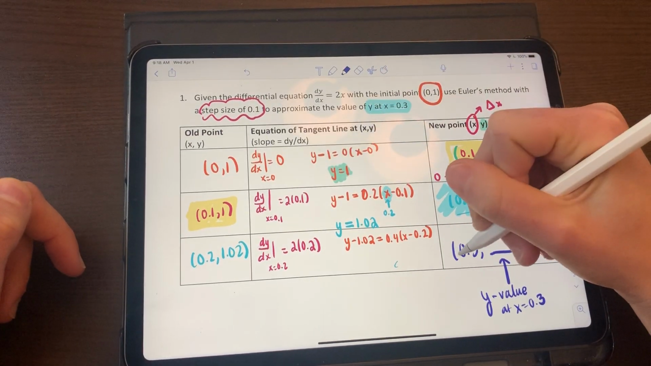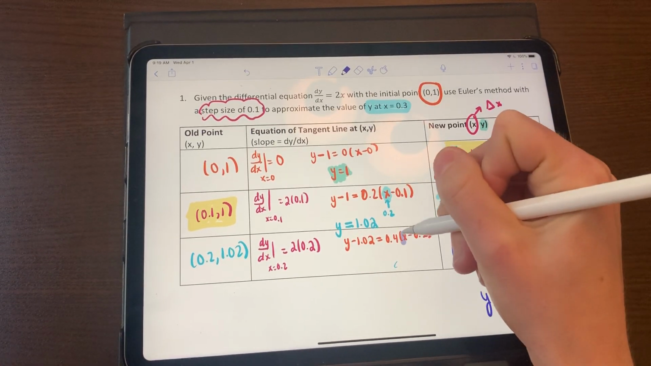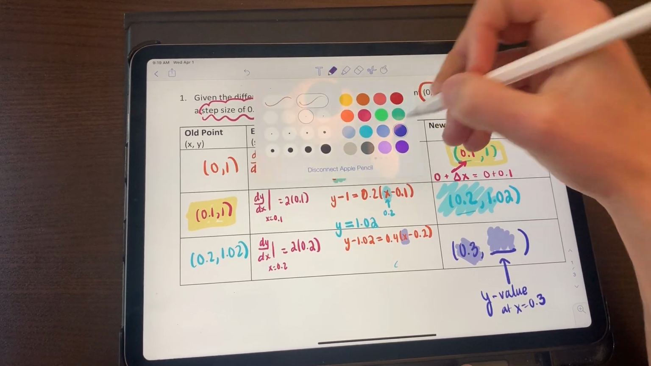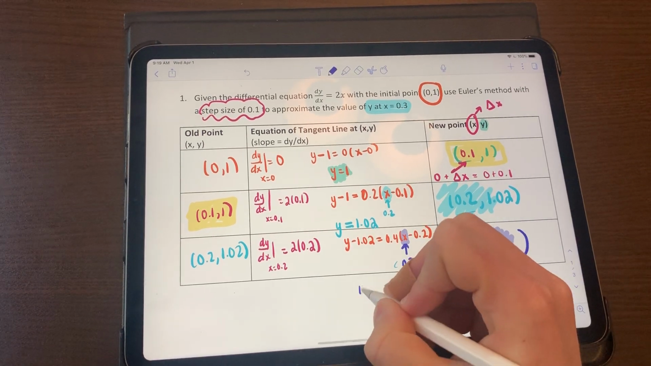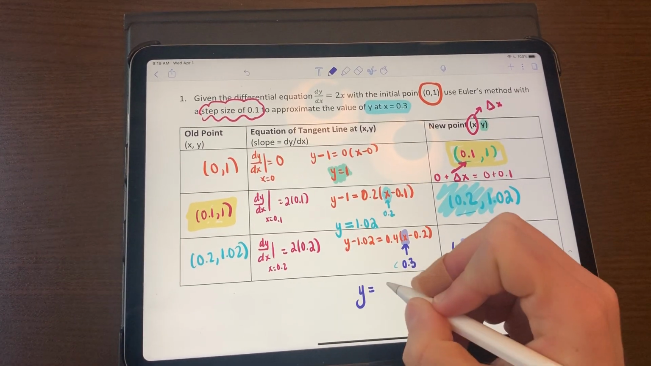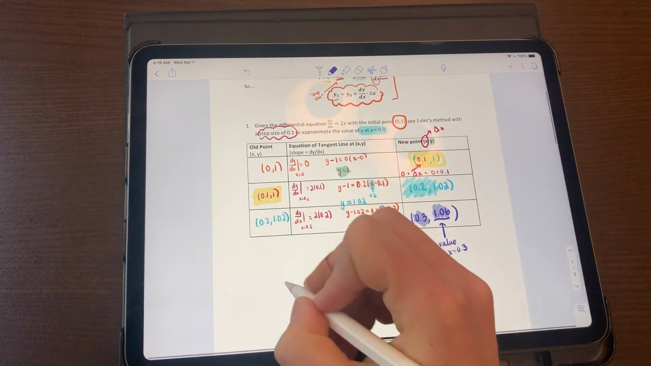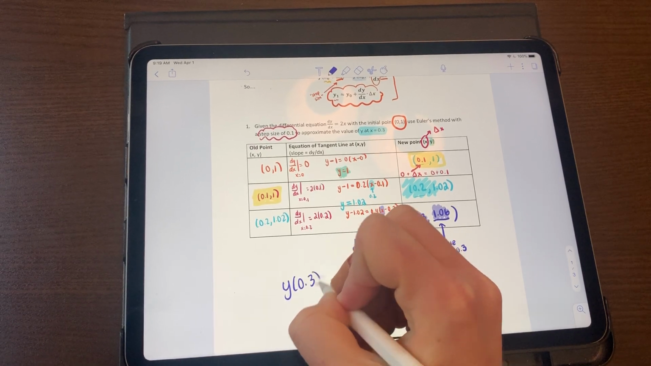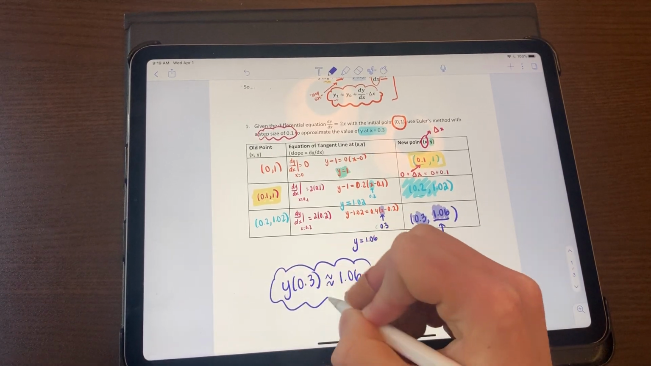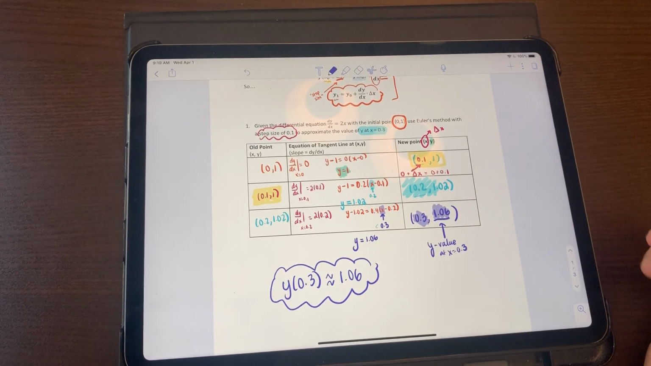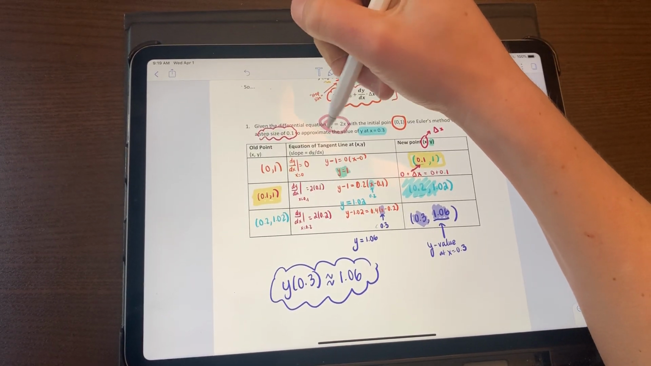And again, to get the y value at x equals 0.3, where we have x, we're going to plug in 0.3 to get our new y value. So y is equal to, when we plug that all in, 1.06. So we can say that y of 0.3 is approximately equal to 1.06 using Euler's method.